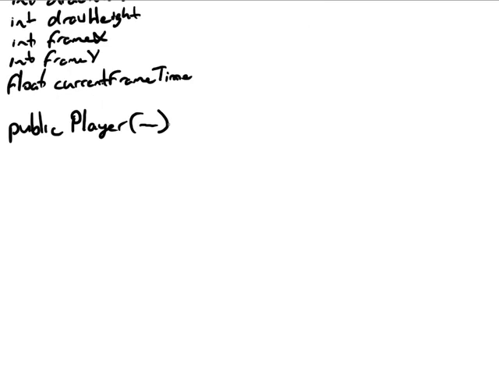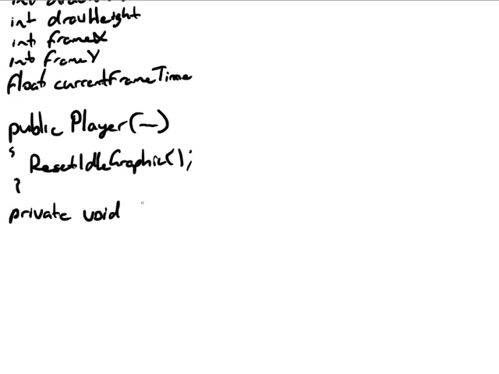Not changing anything it takes in, but what it does do is it's now going to call a method which we're going to make in just a second called reset idle graphic, which takes in nothing. Let's take a look at what reset idle graphic is. So, private void reset idle graphic.